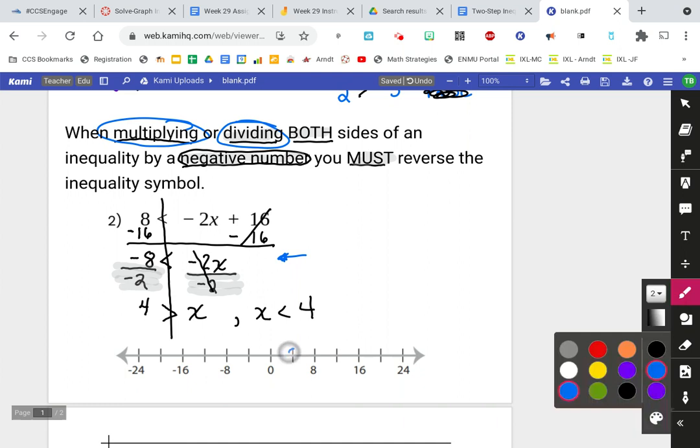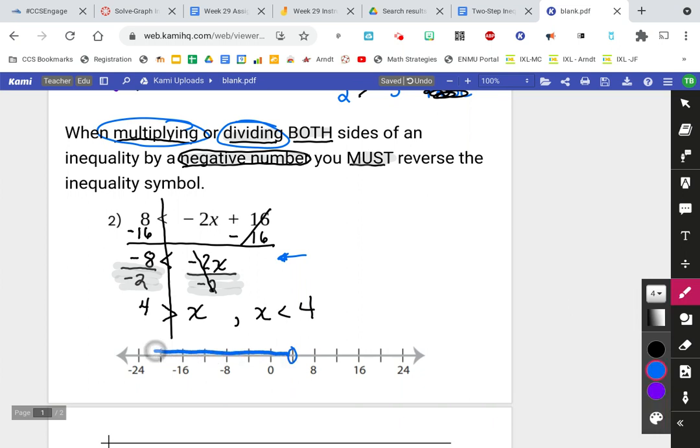And this graph is going up by increments of 4: 0, 4, 8, 12. So I need an open circle on 4. And then I need to highlight or put an arrow on all numbers that are less than 4, which would be all of the numbers to the left. And that's my graph. Okay, let's look at the next one.